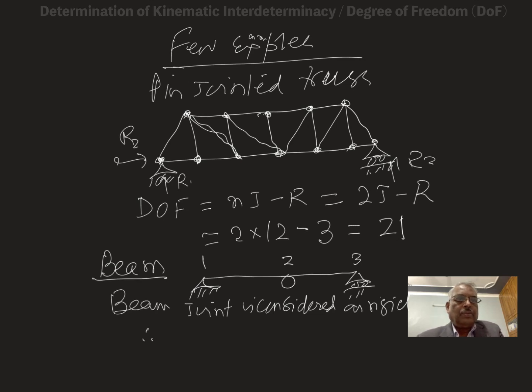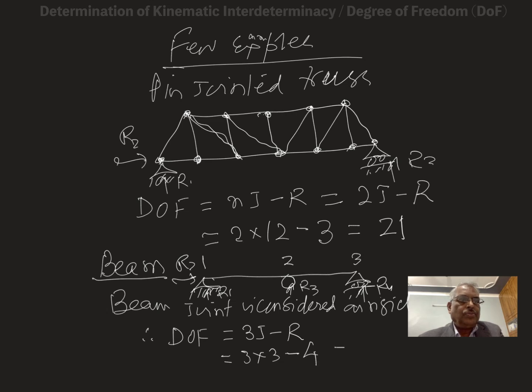Therefore, the degree of freedom will be 3J minus R, because at one joint there are 3 degrees of freedom, which we already discussed. Now how many joints? There are 3 joints, so 3 into 3. How many reactions? Here there is 1, 2, 3 and 4. So there are 4 reactions. So we will get it minus 4. So there will be 9 minus 4. There are 5 degrees of freedom.